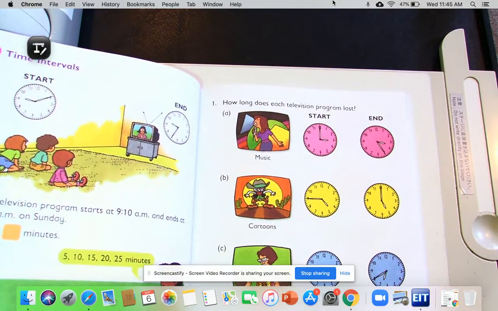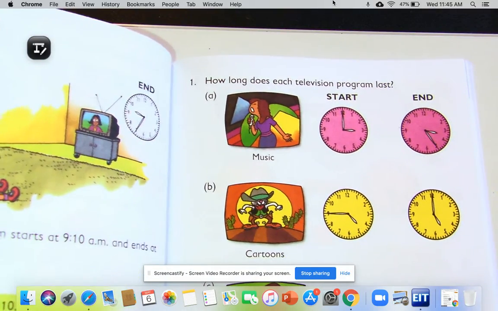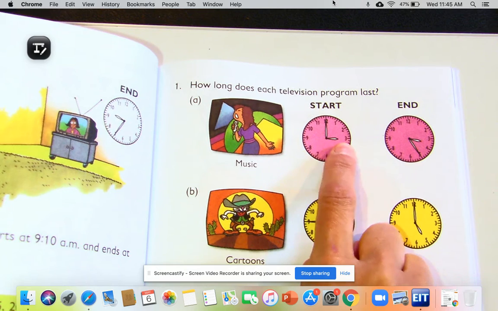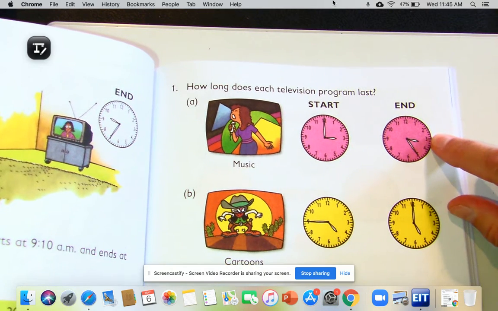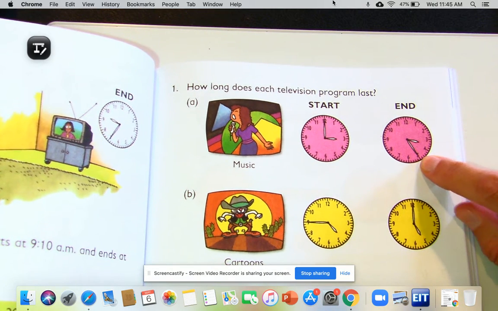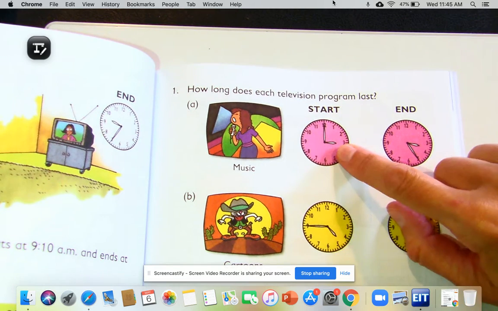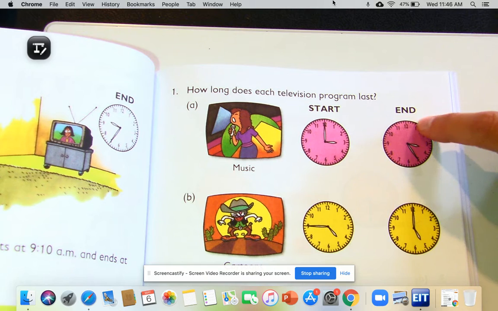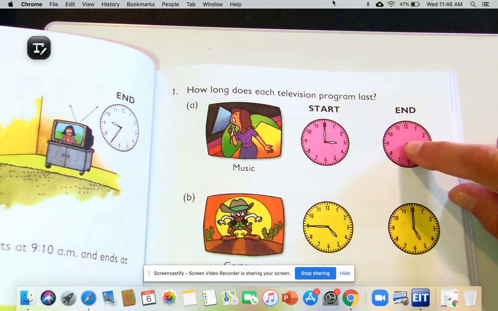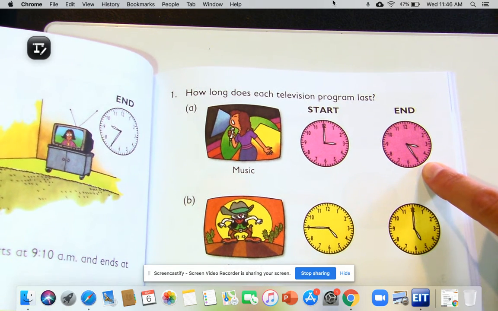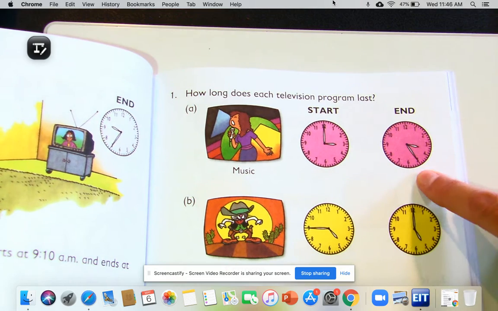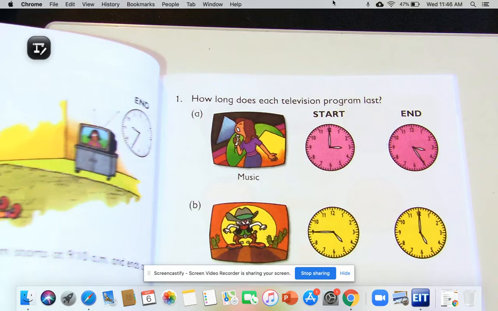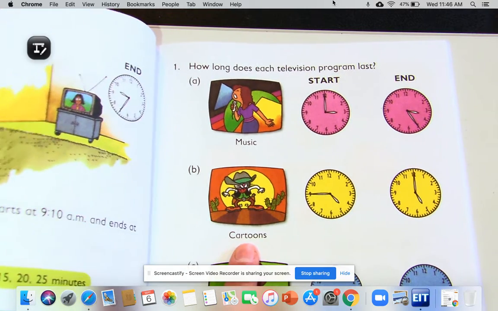All right, we have a little bit more practice here. It says, how long does each television program last? Well, if it starts at 3 o'clock and it looks like it ends at 3:25, from 3 o'clock to 3:25, we can just count by fives. 5, 10, 15, 20, 25. Or we can think about, well, I know 5 times 5 is 25. 25 minutes passed. Let's see, and that looks like kind of a music show. And then there's a cartoon show. Looks like a cartoon rabbit.